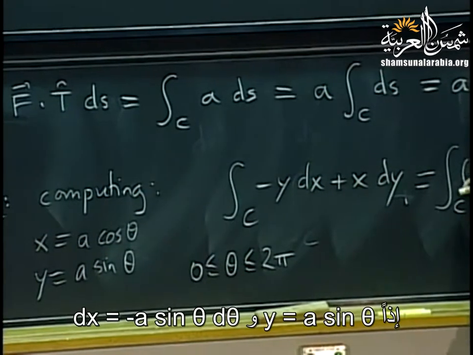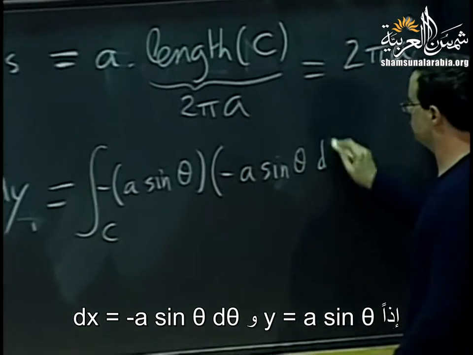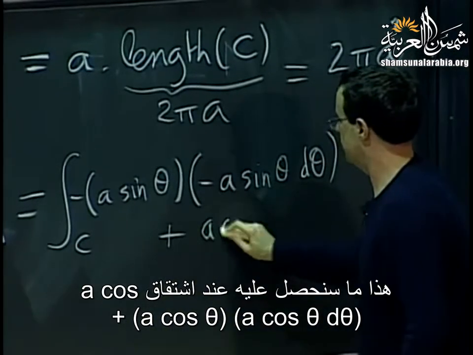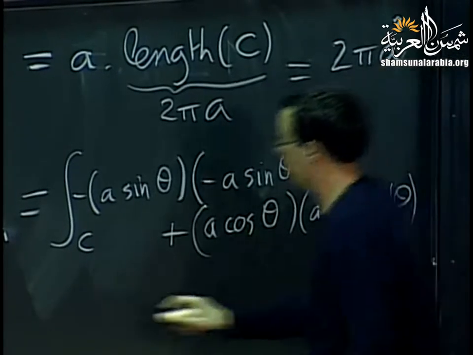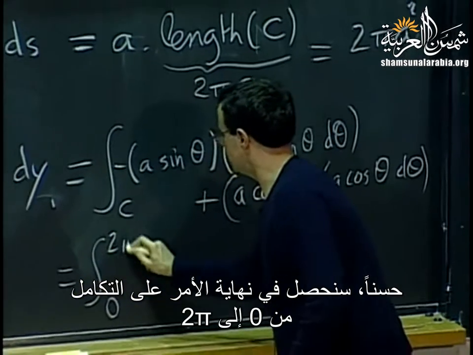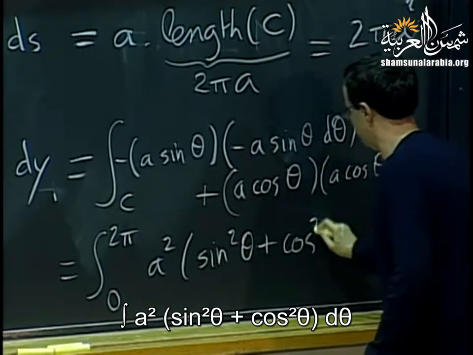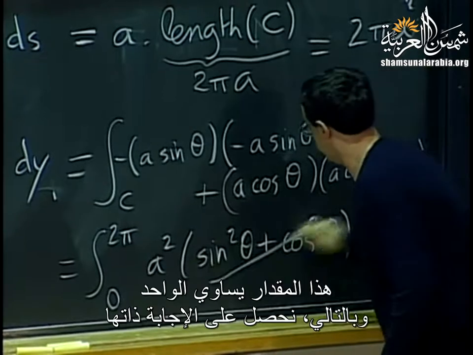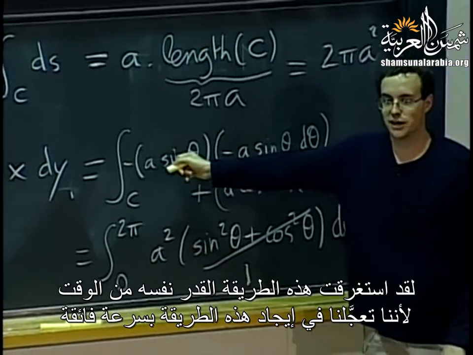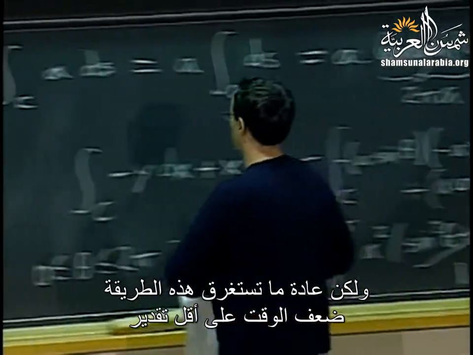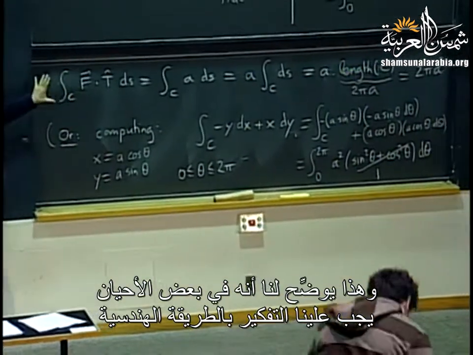So y is a sine theta. dx is negative a sine theta d theta, if you differentiate a cosine, and dy is plus a cos theta d theta. Well, you'll just end up with the integral from 0 to 2 pi of a squared times sine squared theta plus cosine squared theta d theta. That becomes just 1, and you get the same answer. It took about the same amount of time because I did this one rushing very quickly, okay? But normally it takes at least twice the amount of time to do it with a calculation. So that tells you sometimes it's worth thinking geometrically.